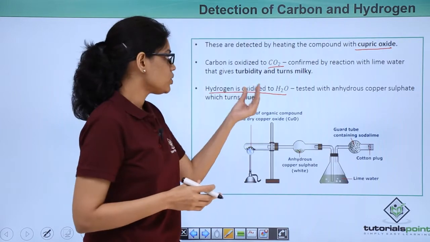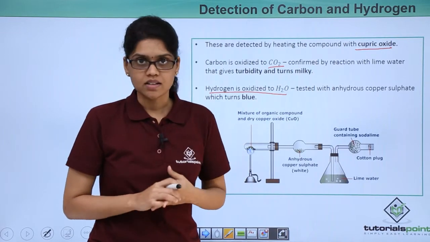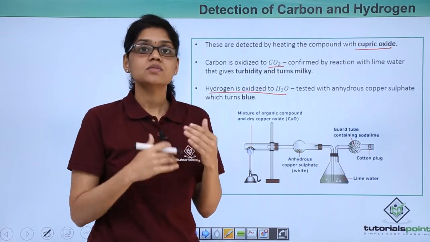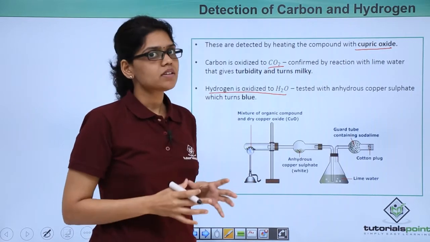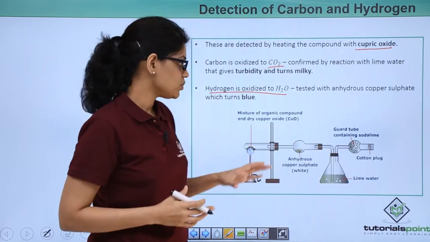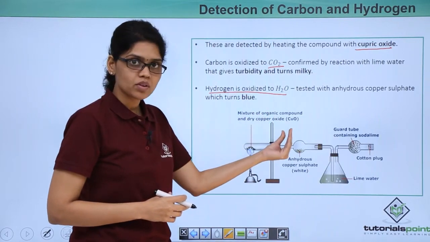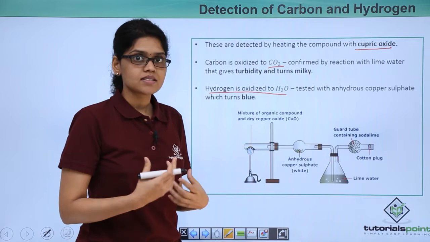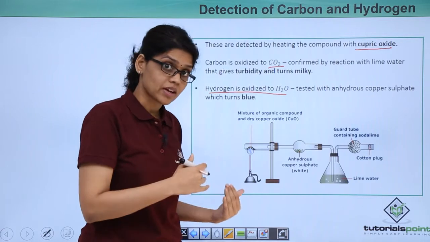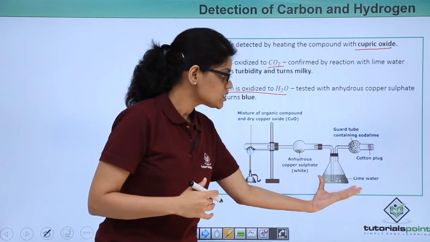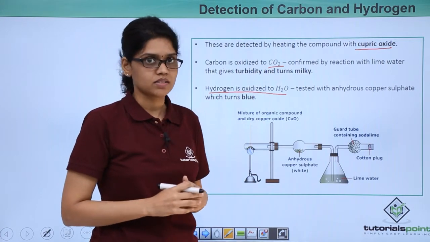Now similarly, in order to confirm water, we simply test it with anhydrous copper sulfate, which is white in color, and when water is passed through it, it turns blue due to the formation of CuSO4.5H2O. A simple apparatus to test the presence of carbon and hydrogen would look like this, and again here you can see that the mixture of organic compound is heated with copper oxide, and the evolved gases, that is if it is water, is passed through anhydrous copper sulfate, which will become blue from white, and carbon dioxide will turn this particular lime water milky.